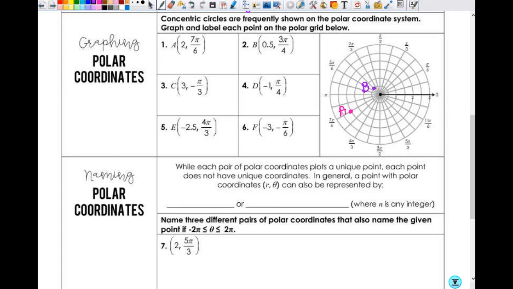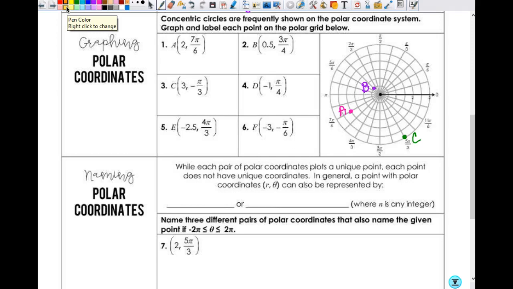All right, so let's look at number 3, because number 3 gives us a negative angle. That doesn't necessarily make it any more difficult. That's not a negative r, that's a negative angle. So I'm here at 0. I'm going to go a negative pi-3rds, and negative pi-3rds is the same as positive 5 pi-3rds, right? But then I need to be 3 units away, so that's 3 units away there. It's point C. Everybody okay with that?